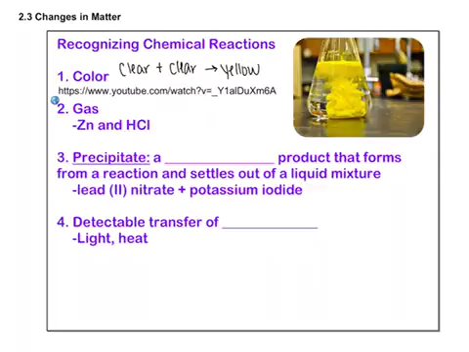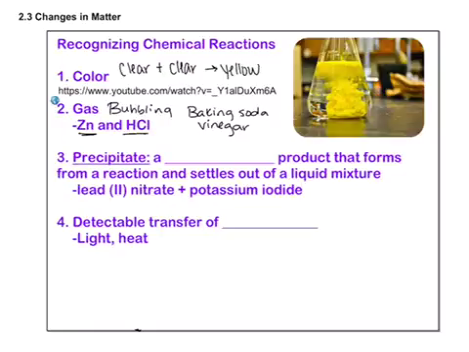Gas being given off or being produced or bubbling is another indicator that a chemical reaction occurs. And so if you place zinc with some hydrochloric acid, you'll notice some pretty big fizzing. Another pretty common one is your baking soda and vinegar, which produces a gas because it's a chemical reaction.